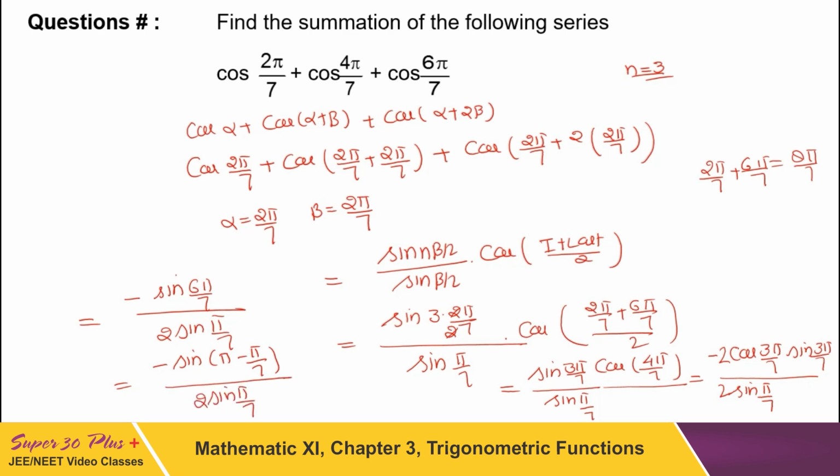What is the value of sine(180 minus theta)? It is sine theta, which means it is sine pi by 7 upon sine pi by 7. Your answer is minus half. This is the answer of this series; the summation of this series is minus 1 by 2. So we can easily find the summation of this type of series in which angles are in AP.